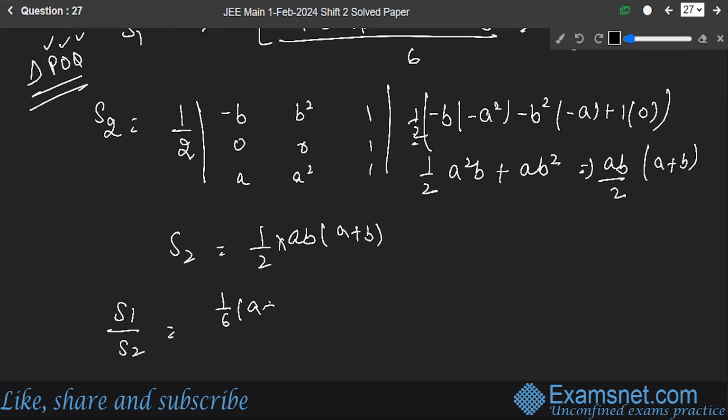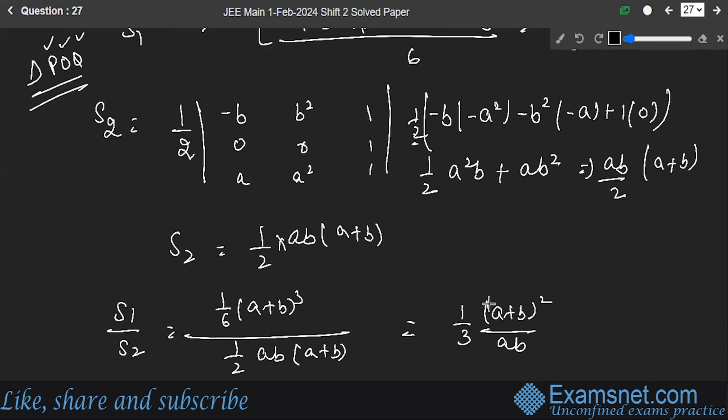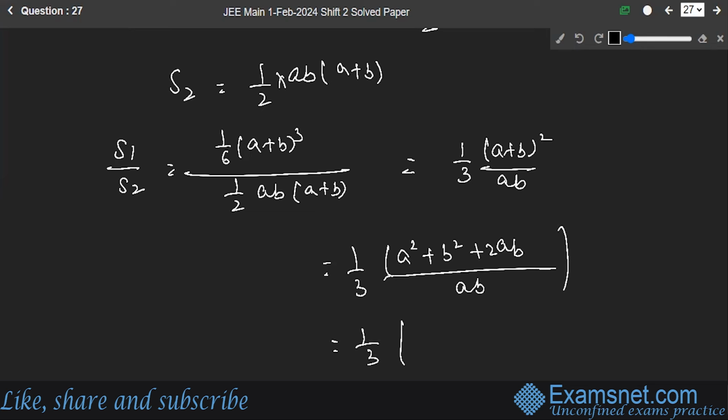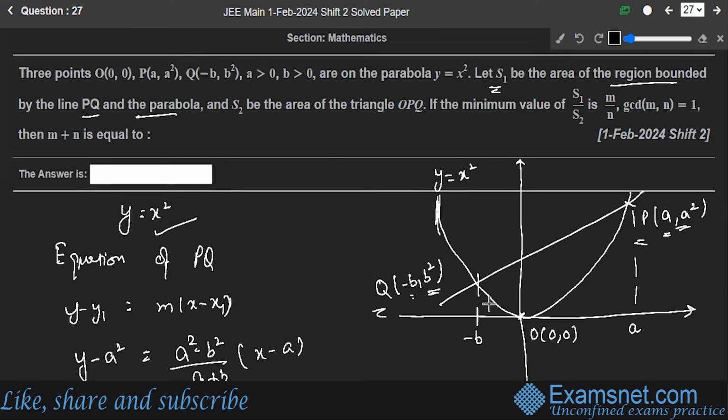S1 was this. S2 was this. This will give me 1 by 3 (A plus B) square upon AB. Okay, let's open up. This will be 1 by 3 (A square plus B square plus 2 AB), the whole thing divided by AB. This will be A upon B plus B upon A plus 2. Now, let's get back to the question. This is equal to M by N, GCD of M and N is equal to 1. But I got something of this form.